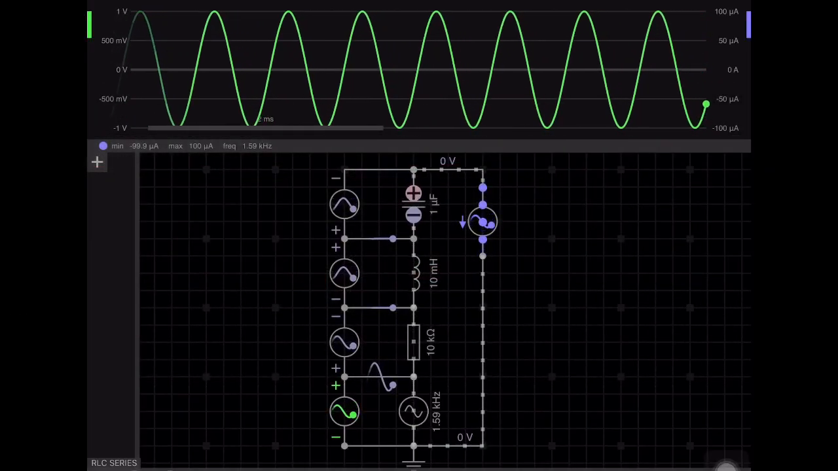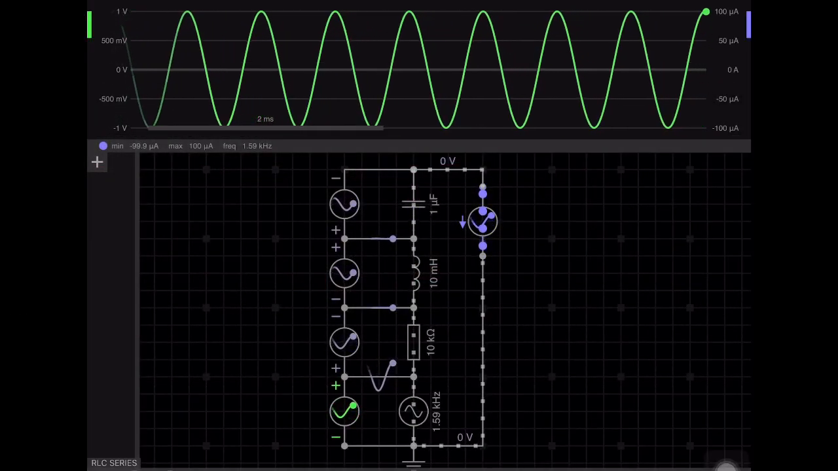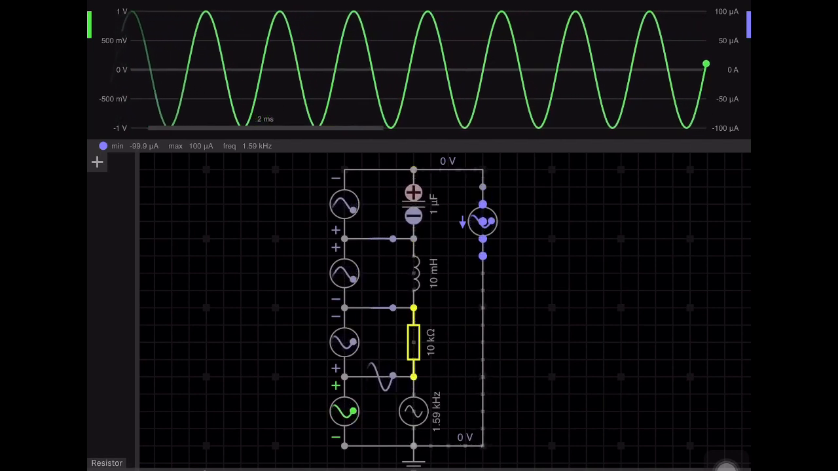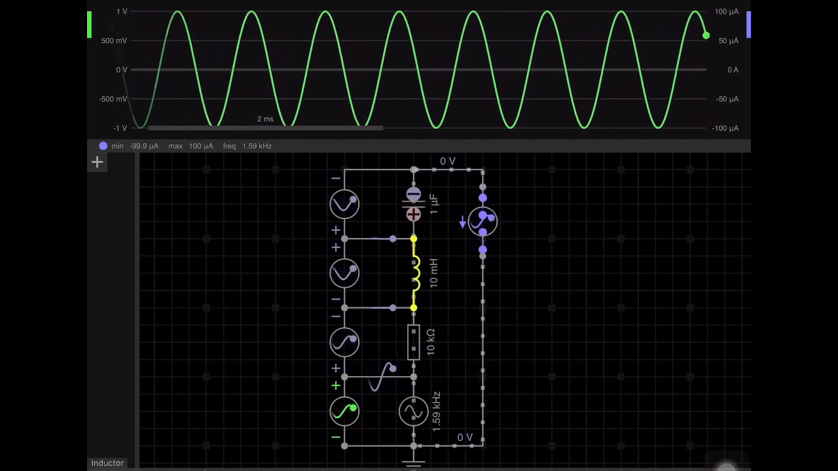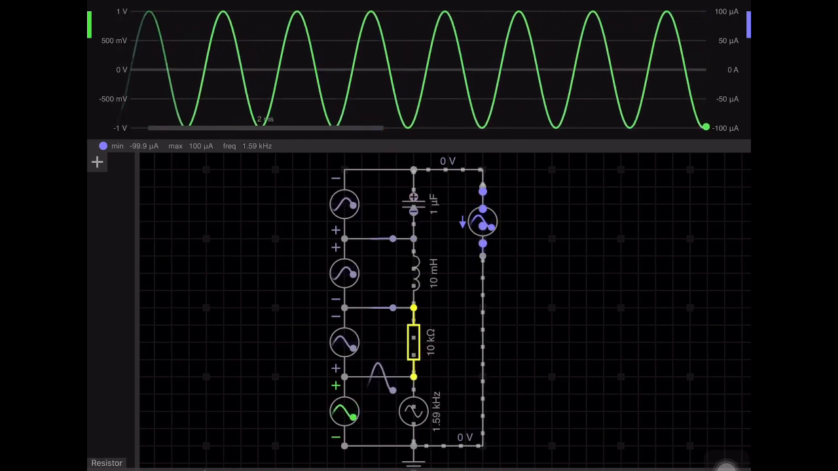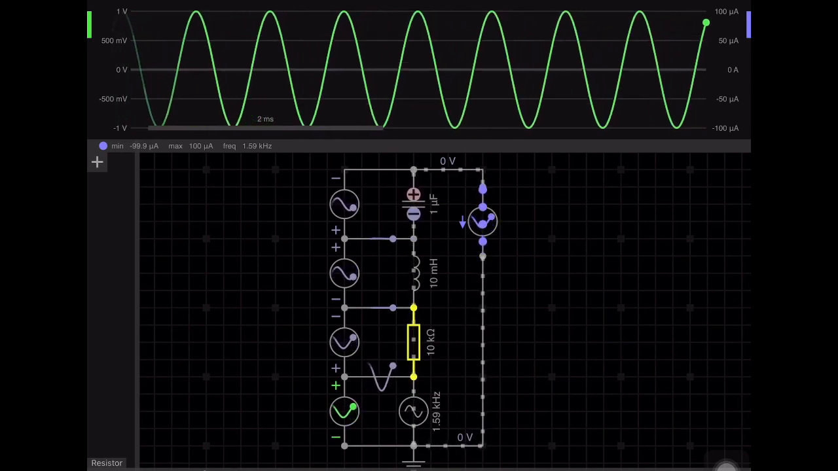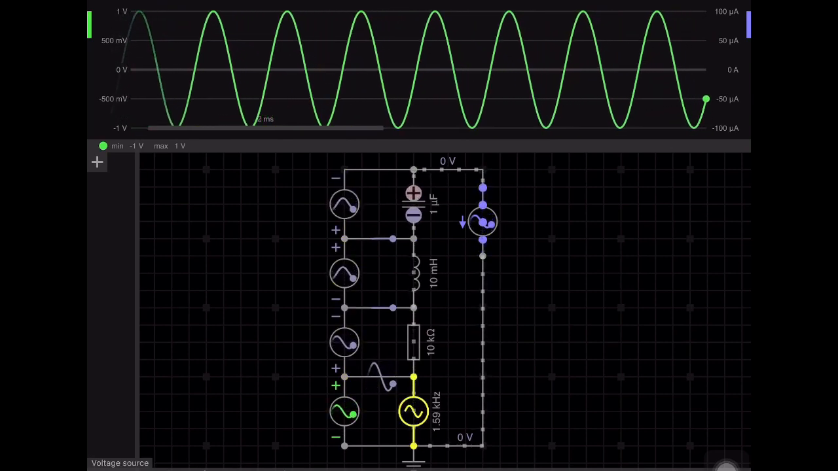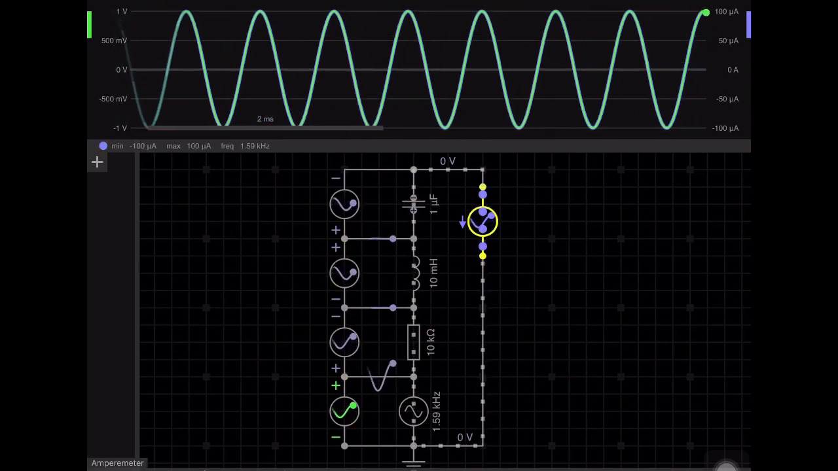This is an LCR circuit. Here you can see a capacitor, inductor and a resistor. This is the capacitor of 1 microfarad, inductor of 10 millihenry and resistor of 10 kilo ohm. We have 4 voltmeters, an AC source, and we have an ammeter.